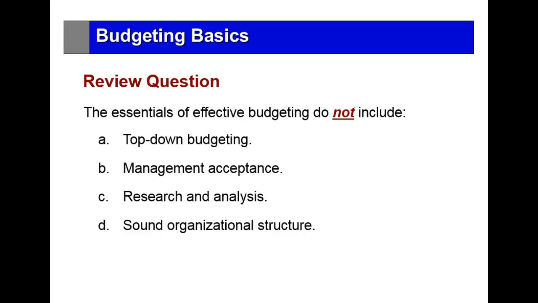The essentials of effective budgeting do not include A, top-down budgeting, B, management acceptance, C, research and analysis, or D, sound organizational structure. C? No. What do you think it's going to be?